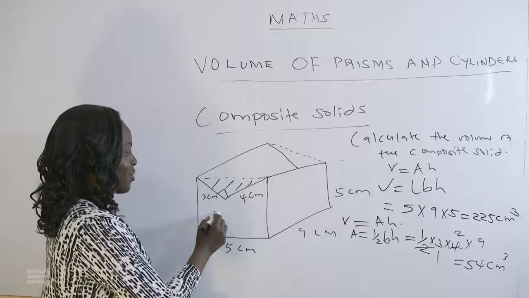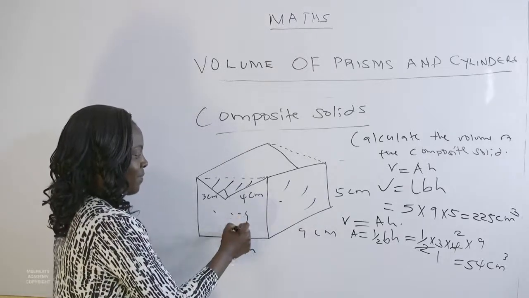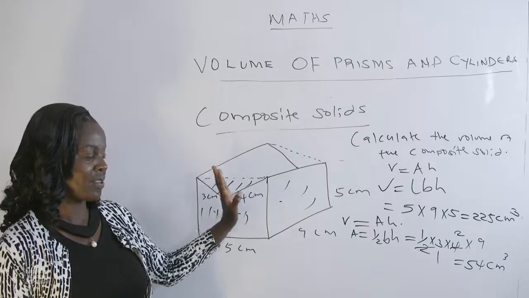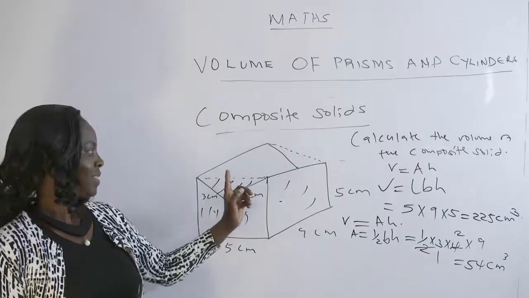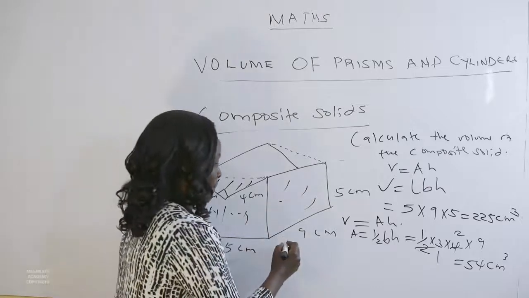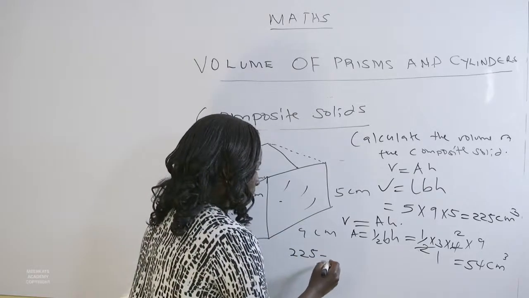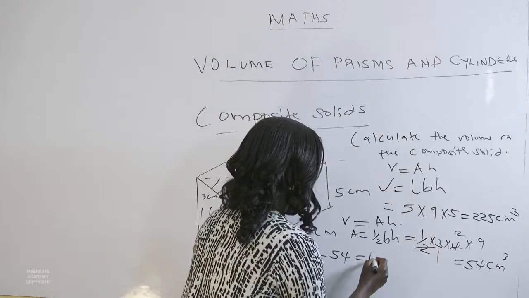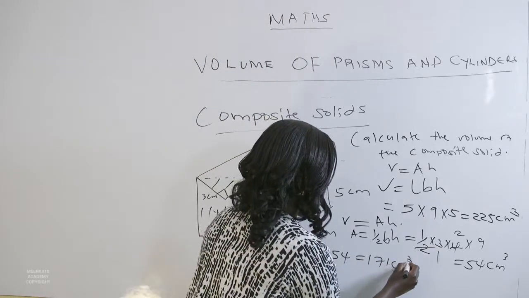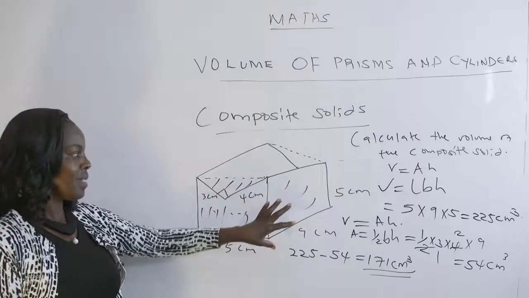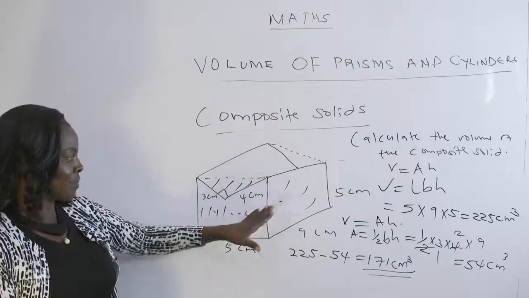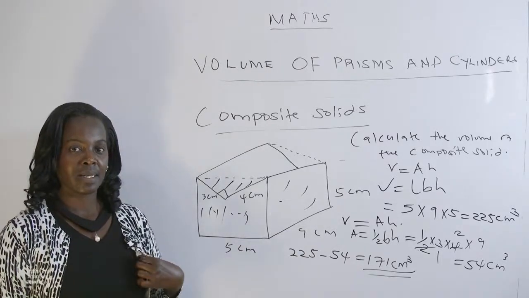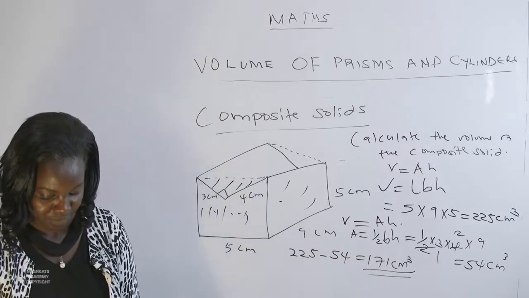For us to calculate the volume of this solid here, we have said we subtract the volume of the triangular prism from the volume of the rectangular prism. So the volume of this prism is 171 cubic centimeters.